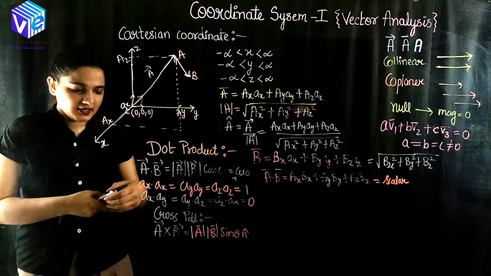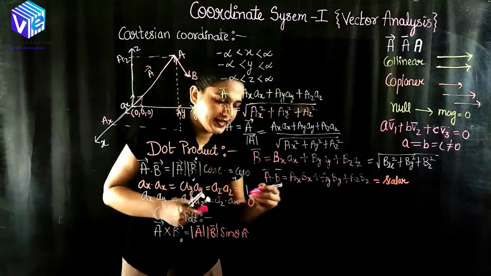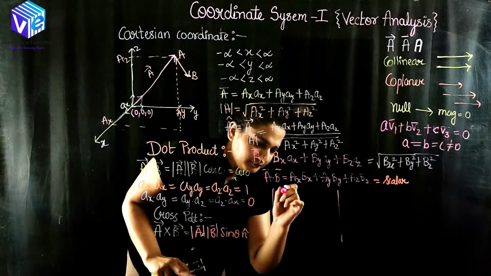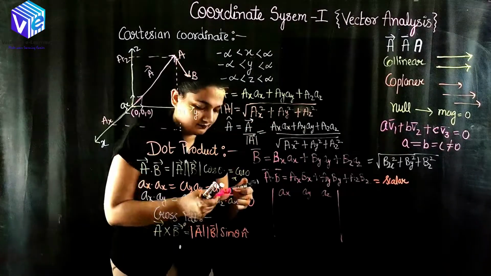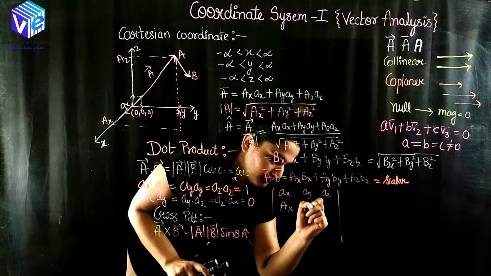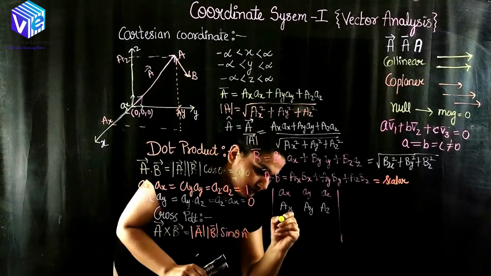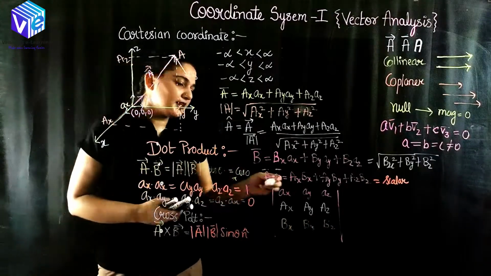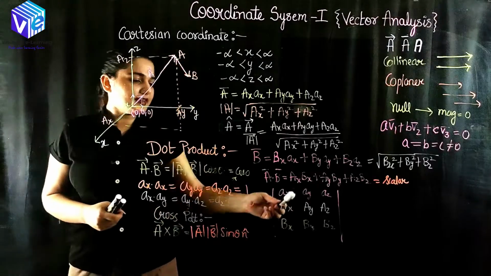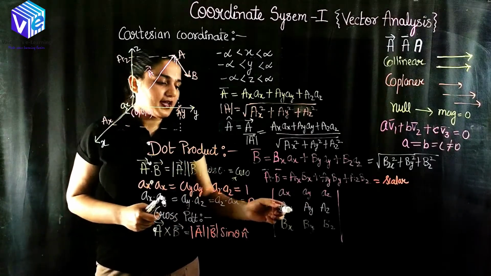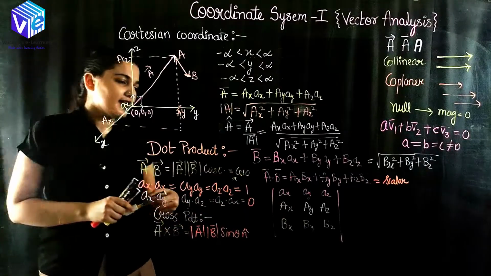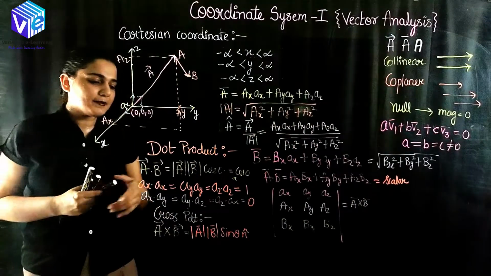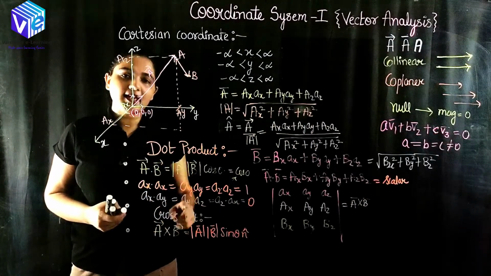So how to find it? If we have two vectors A and B, we'll be using the property of the determinant to find it. So determinant of ax, ay, az, these are unit vectors, and then we have coefficients of A and B. This determinant will give me A cross B. And what is the direction of n cap? N cap is in the direction perpendicular to A and B.